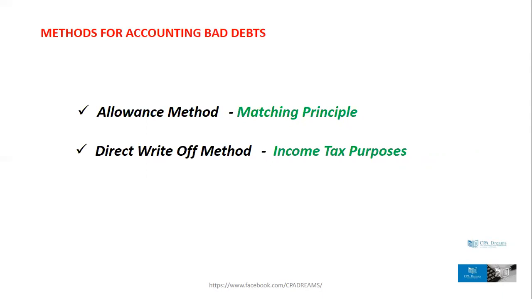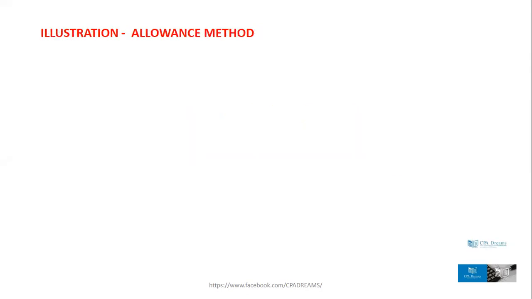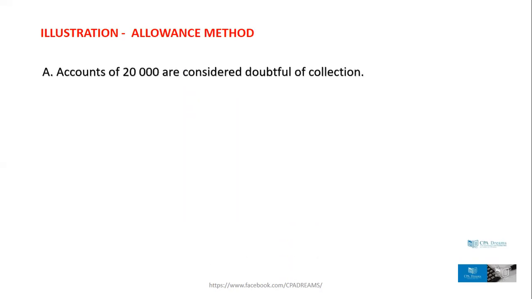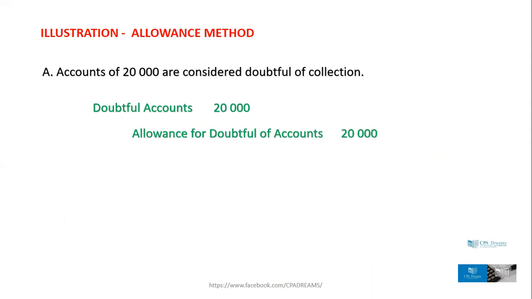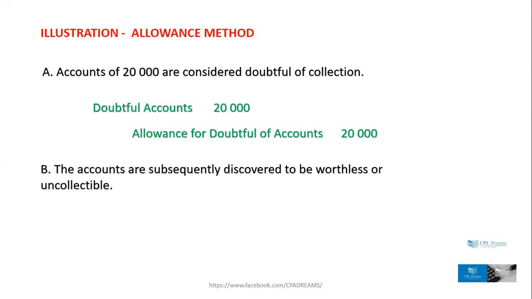Now, I'm going to give you an illustration for the allowance method and the direct write-off method, and check what the difference is. Here is the illustration for the allowance method. Let's say accounts of 20,000 are considered doubtful of collection. What will be the entry? You debit doubtful accounts 20,000, and credit allowance for doubtful accounts 20,000. Now, what if the accounts are subsequently discovered to be worthless or uncollectible?